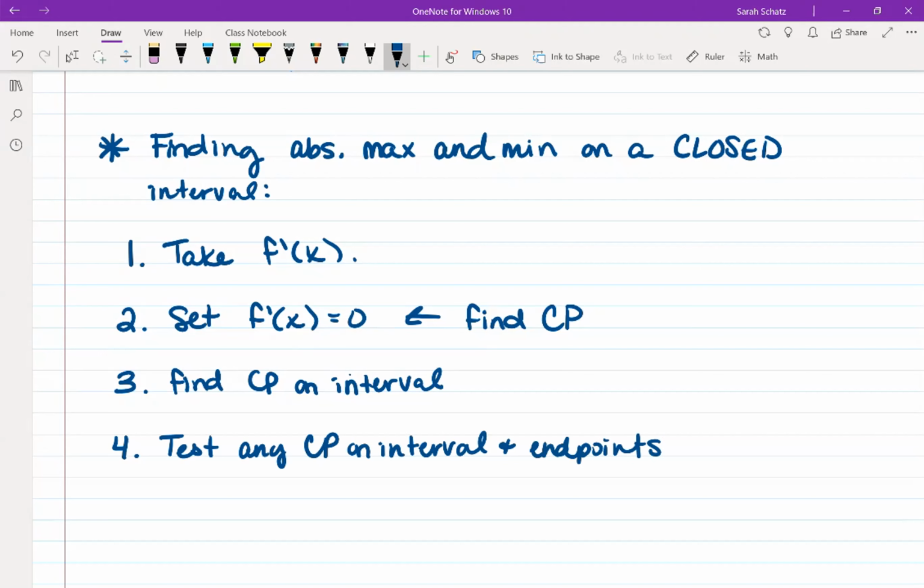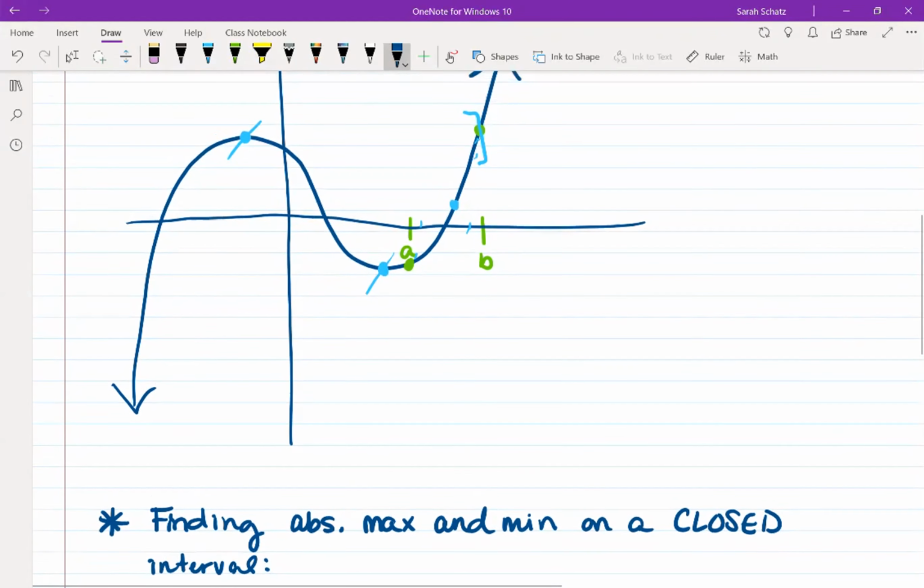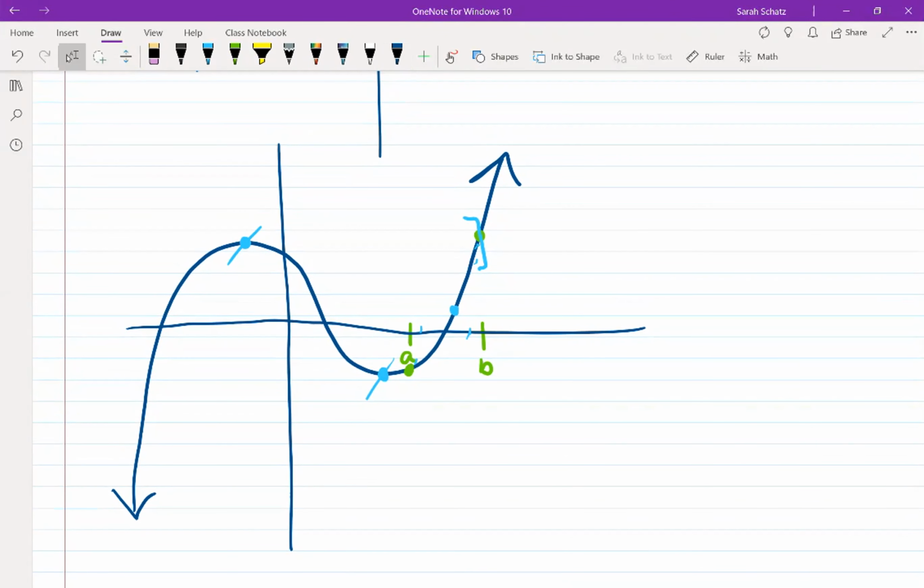Now, I say test them. The question is, where do I test them? Is this like a first derivative test situation? Do I want to know where things are positive or negative? Do I want to do the second derivative? No, guys, that's not going to help me at all. Let's look at our picture, and I really want you to understand the way we're testing these.